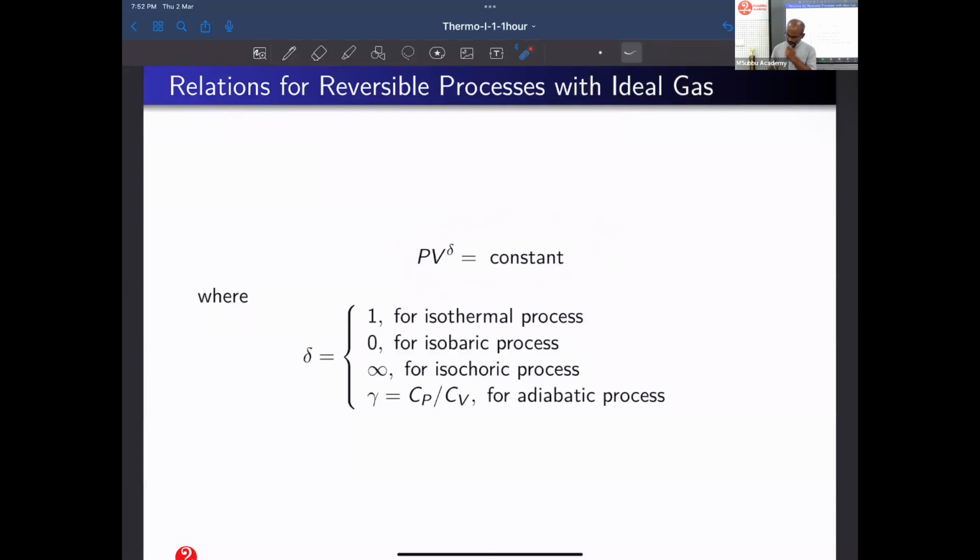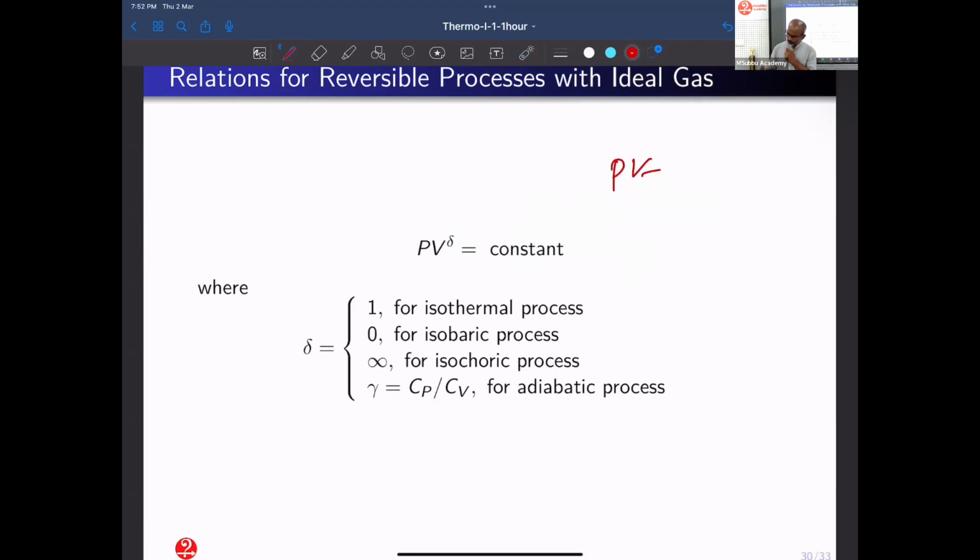For isothermal process, PV equal to constant, or delta equal to 1. What is that? PV equal to constant. Why is that coming? Because PV equal to RT. For isothermal process, T is remaining constant. That's why PV equal to constant. And for isobaric, of course, P is remaining constant.